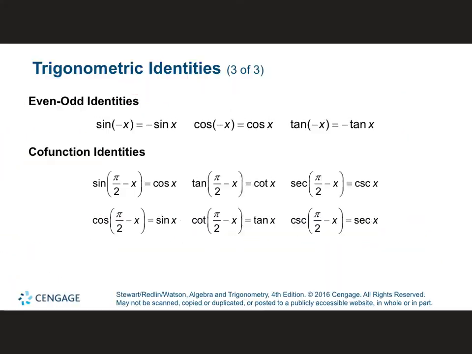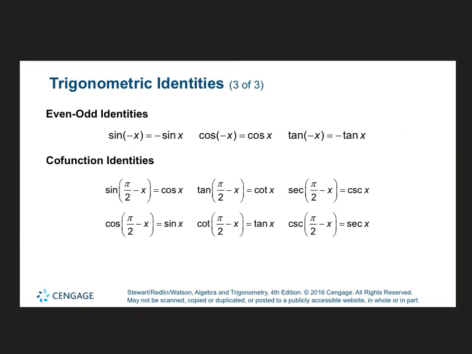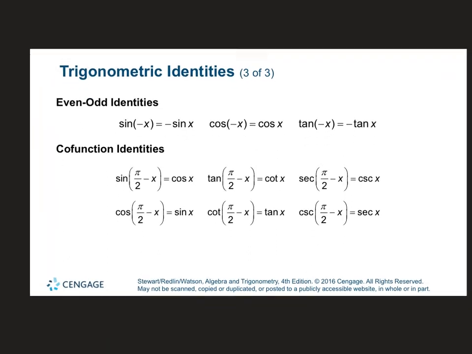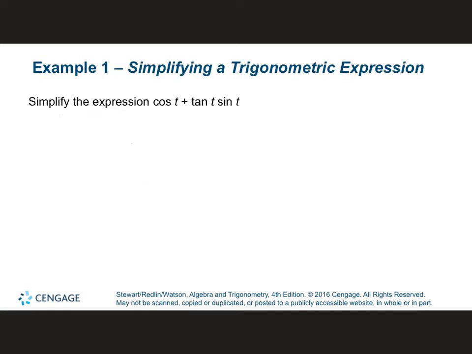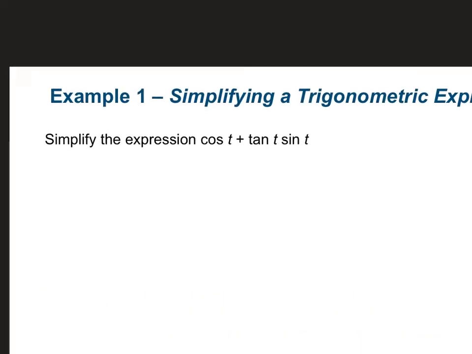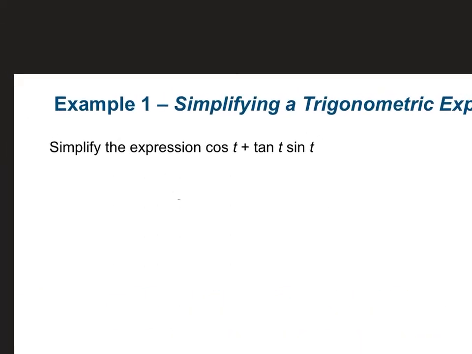So let's just go ahead and start working on some problems. These odd, even identities and cofunction identities, you guys can see it. That's it. I'm not doing anything else with it. Let's go here to simplifying, all right? Here is the problem that we're trying to simplify. We're trying to make it smaller.